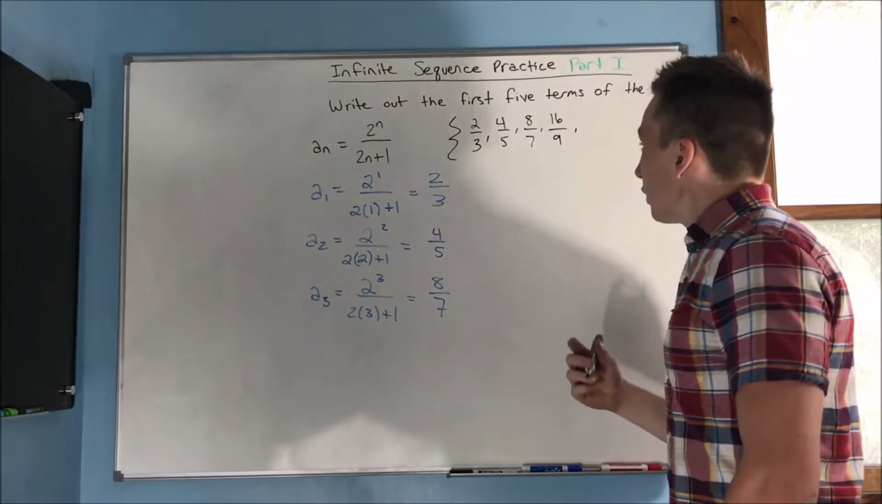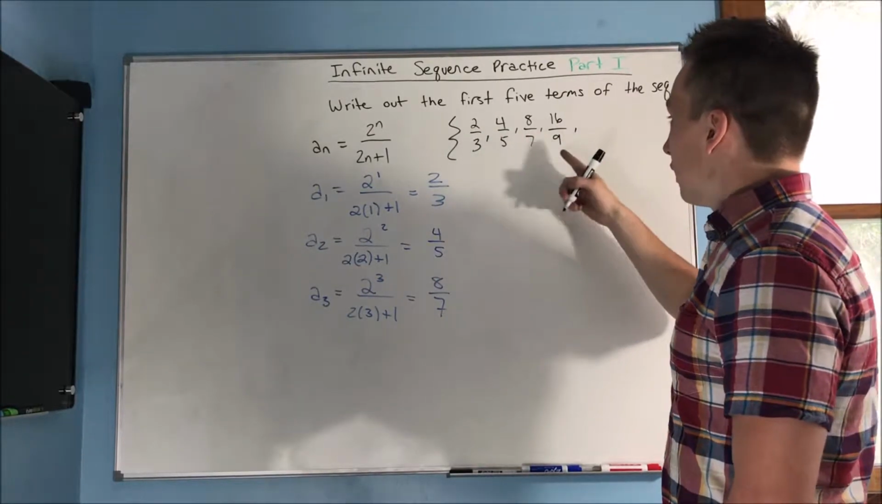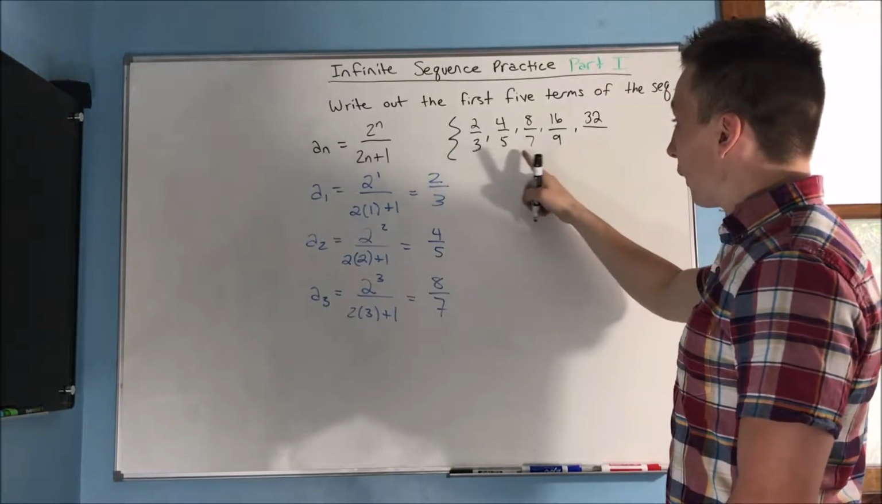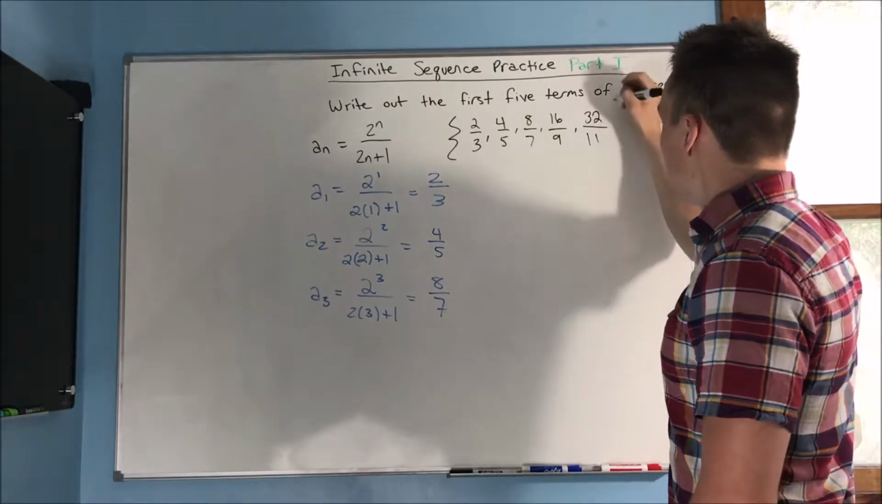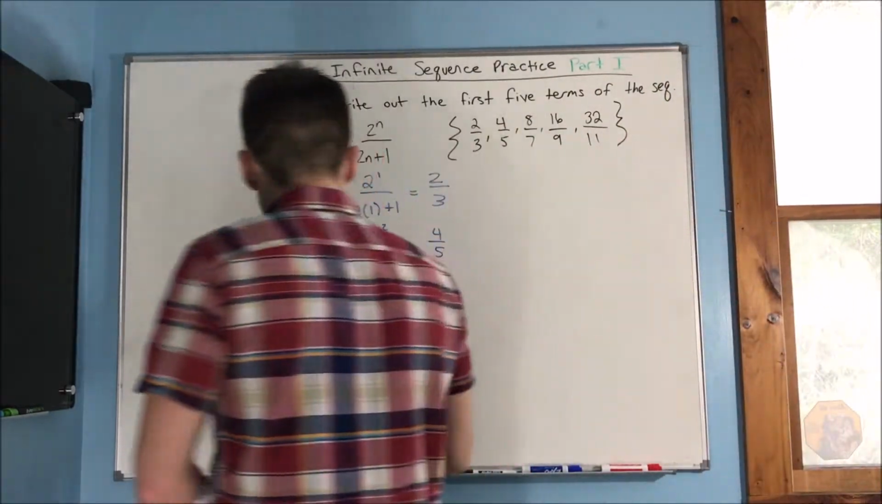And lastly, you can kind of already start to see the progression here. Our fifth term is just going to be 32 on top. And the denominator has been going up by 2 every time, so this is going to be 11. All right, and there are your first 5 terms for that sequence.